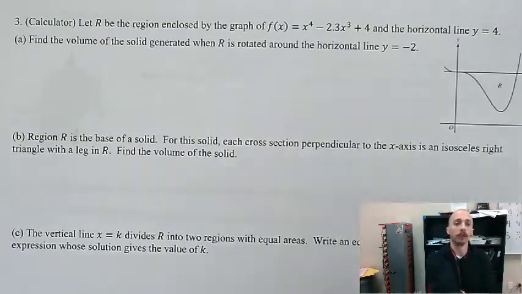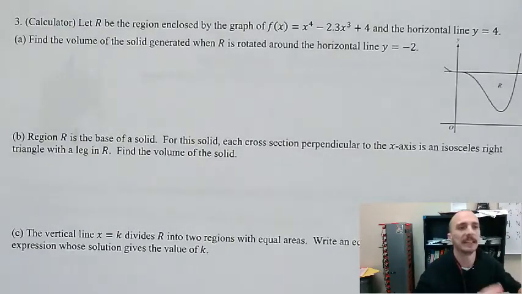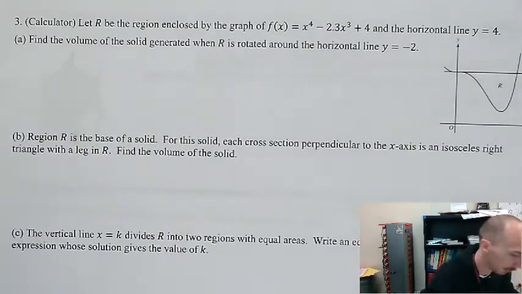All right, so this is not a good example of one where we're going to say, hey, let t equal 2.3 and just use t the rest of the way. We can write 2.3. We don't have a problem with that. Find the volume of the solid generated when R is rotated around y equals -2.